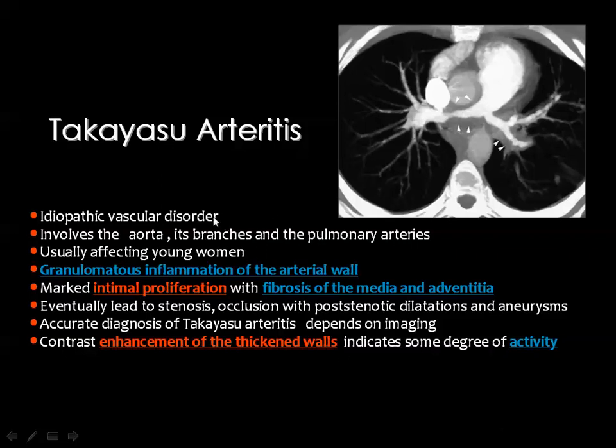It involves the major vessels, especially the aorta and the pulmonary arteries, usually affecting young women, as I have mentioned, leading to granulomatous inflammation of the vessel wall, intimal proliferation, and fibrosis of the media and adventitia, leading to considerable narrowing of the vessel lumen. And this is the main pulmonary artery segment, and you look how there is marked narrowing of the right and left main pulmonary arteries with marked thickening of the wall.